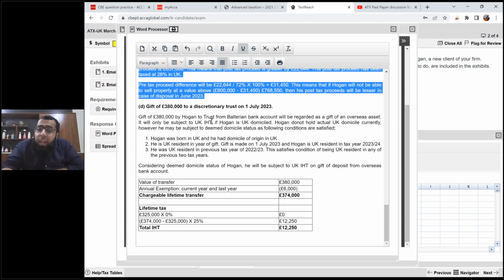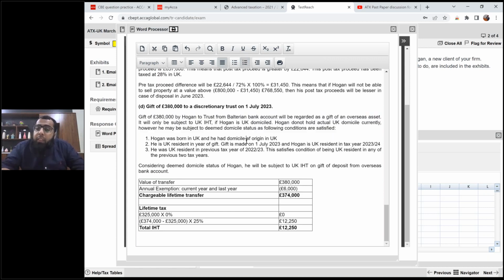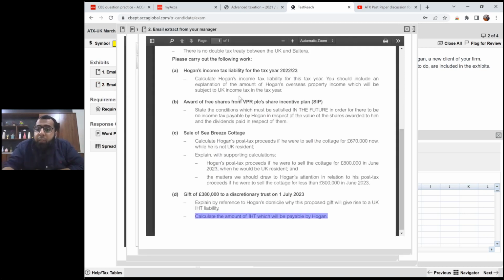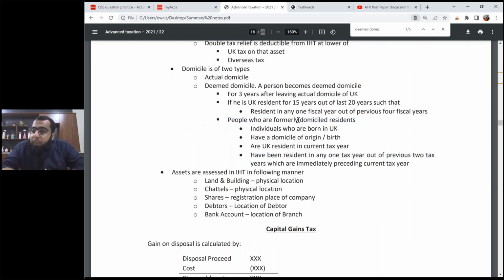Okay. First of all, he asked why it will be subject to UK IHT. He said, why will UK IHT apply? So you said that he is a deemed domicile holder. Even the examiner gave you a hint. If you read here, the examiner said, but you should bear in mind that domicile status may change over time. He gave you a hint that there was some change in domicile status also. He was born in the UK and had a domicile of origin. So you have to think about formerly domiciled people.